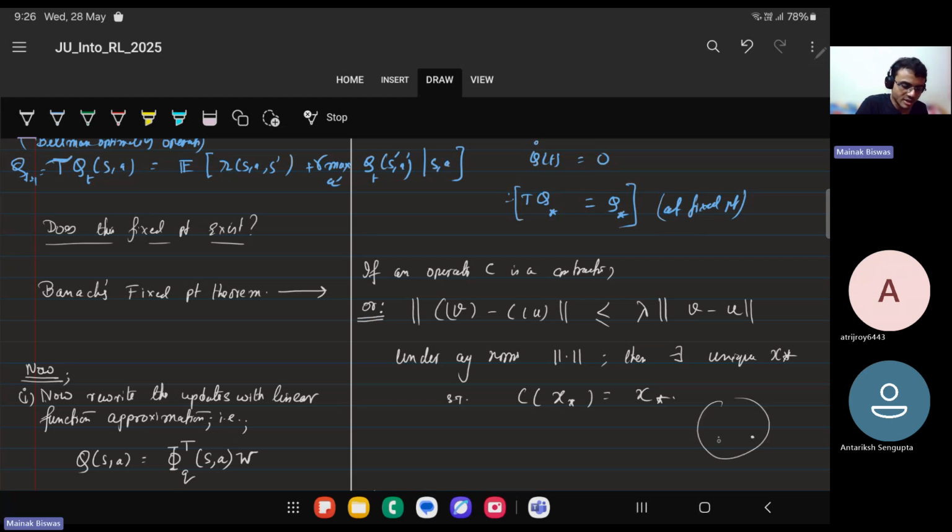That is, two points here. You project, you go closer, you will end up going to the X star point. Yes or no? Your distances keep on decreasing as you apply this Banach operator. Now let us try and prove this.